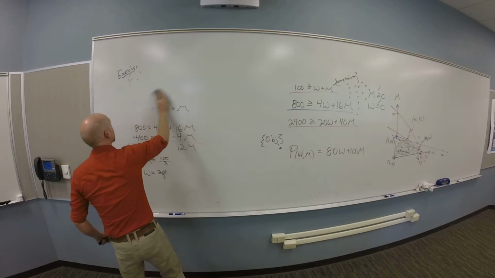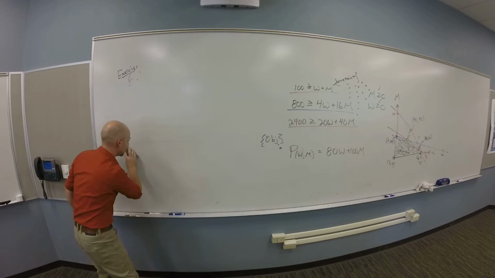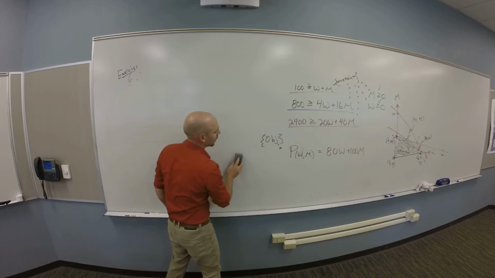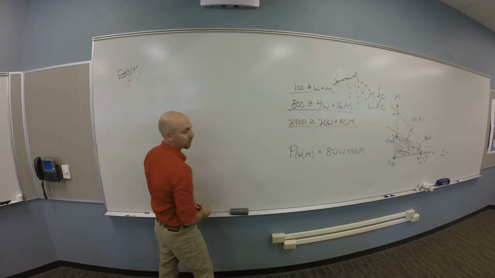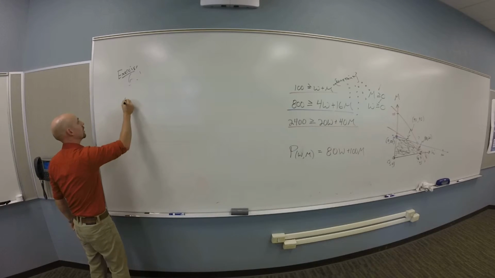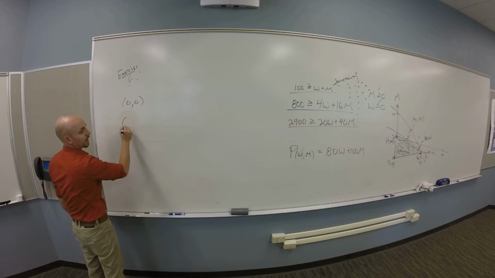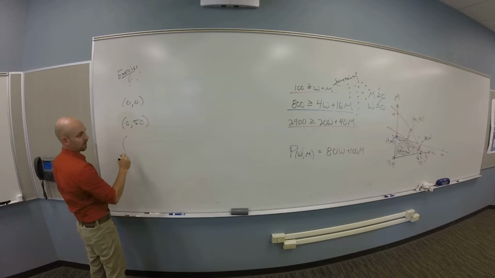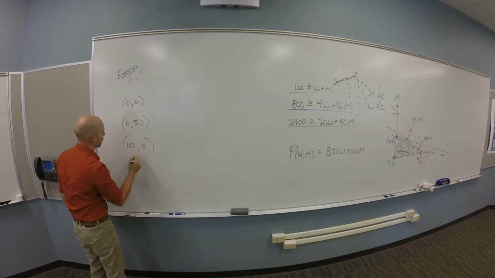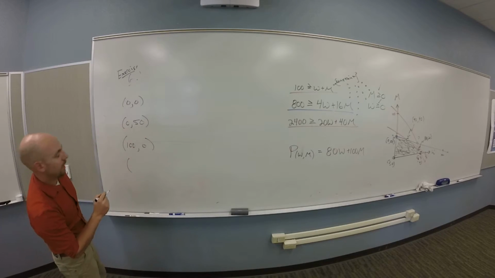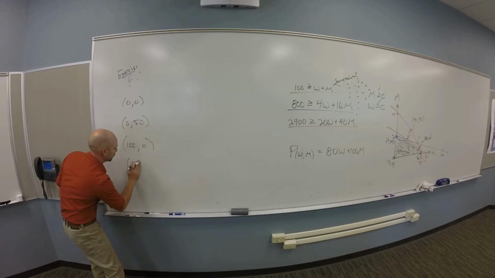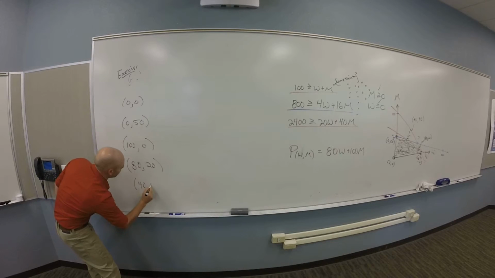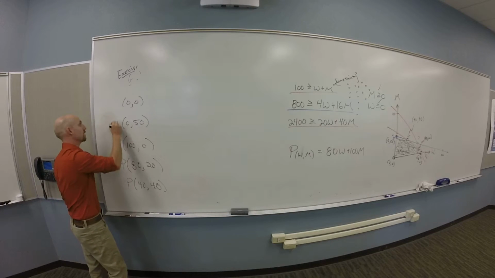All right, so what were my relevant points? What do I need to check in my objective function? I had 0, 0. I had 0, 50. I had 100, 0. 80, 20, and 40, 40. Okay, and I'm doing P to all of these things.